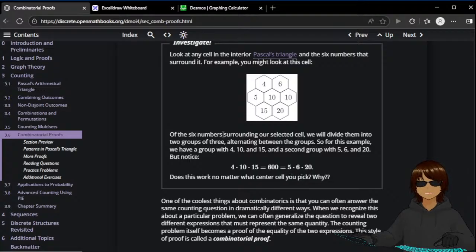How are they multiplying? I don't understand. Of the six numbers surrounding our selected cell, so these six numbers, we will divide them into two groups of three, alternating between the groups. So this is groups of three, this is groups of three. So 4, 10, 15, 6, 5, 6, 20. Is it like that?